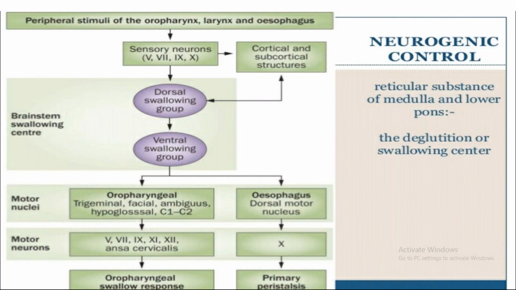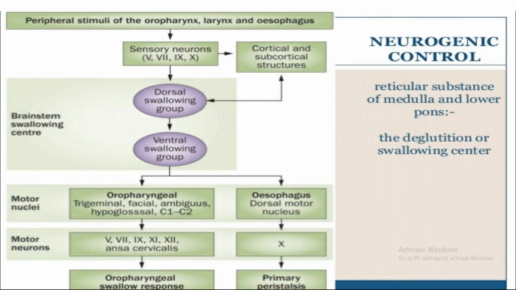When there is a peripheral stimulus in the oropharynx, larynx and esophagus, the sensory neurons of the 5th, 7th, 9th and 10th cranial nerves get stimulated and transmit impulses to cortical and subcortical structures. From there, the brainstem swallowing centers are activated. There are two brainstem swallowing centers: the dorsal swallowing group and the ventral swallowing group. They get activated after sensory stimuli from the esophagus and throat enter the cortex and subcortical structures.